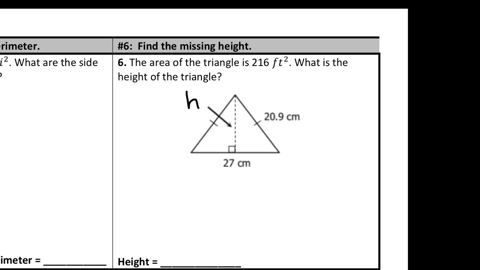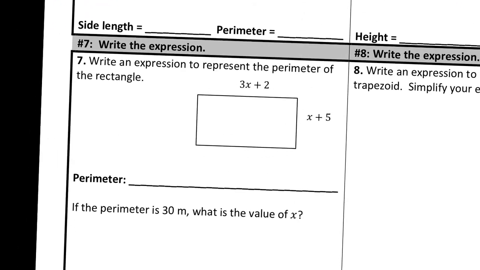Okay, for number 6, we have a triangle. It says the area of the triangle. That means I'm going to need to think about my area formula for a triangle. The area of the triangle is 216 square feet. What is the height of the triangle? So you are going to use your area formula, which is that area for a triangle is 1/2 base times height. You are going to read your problem. You are going to plug in things that have been given to you. You are going to solve for the height using inverse operations to solve an equation.